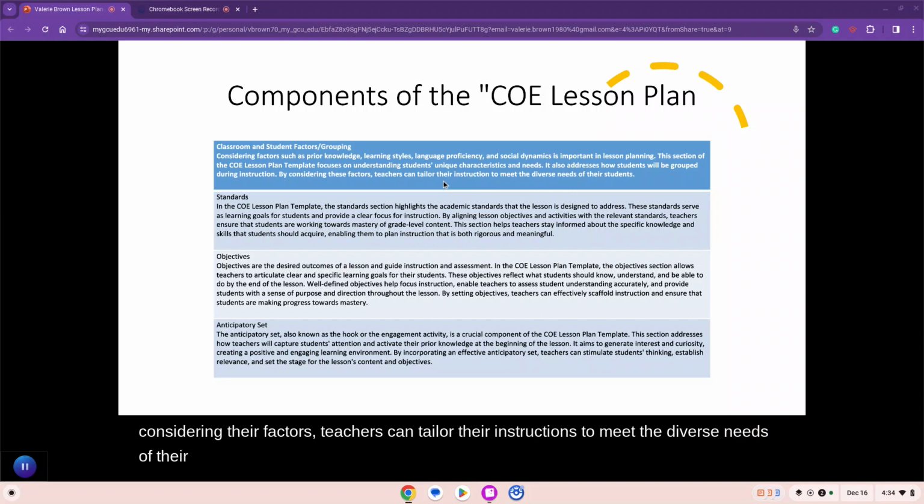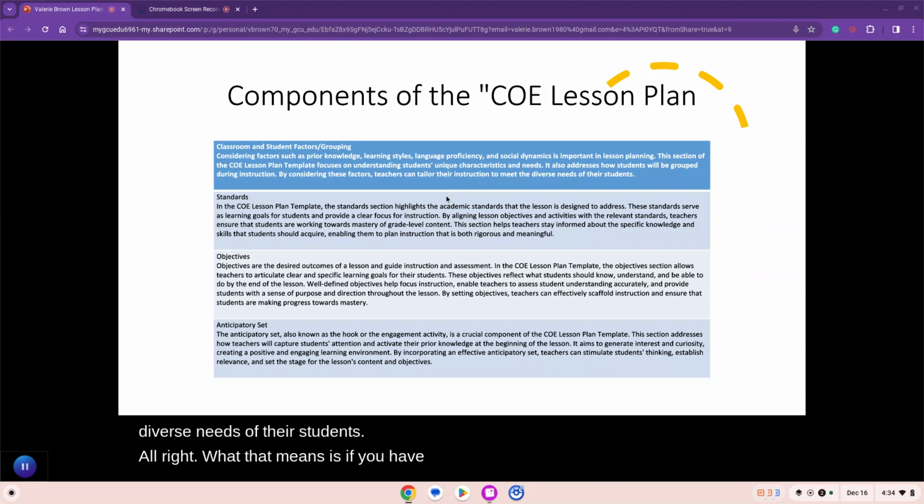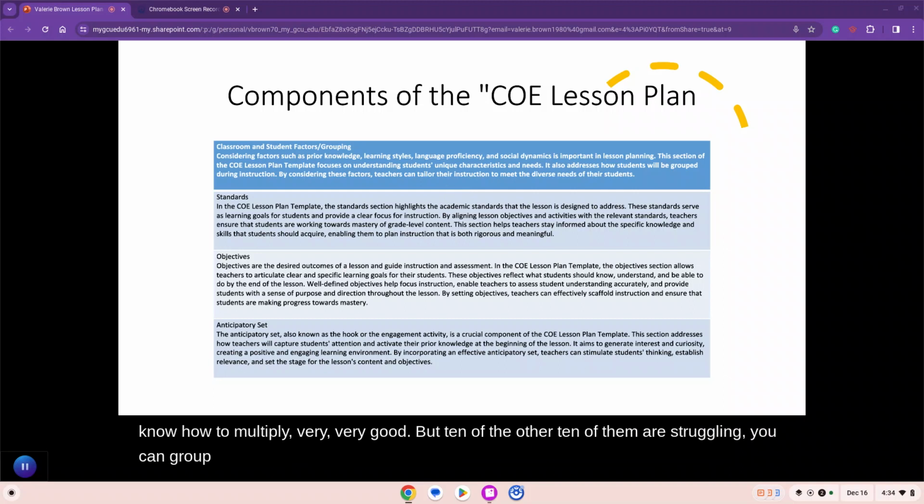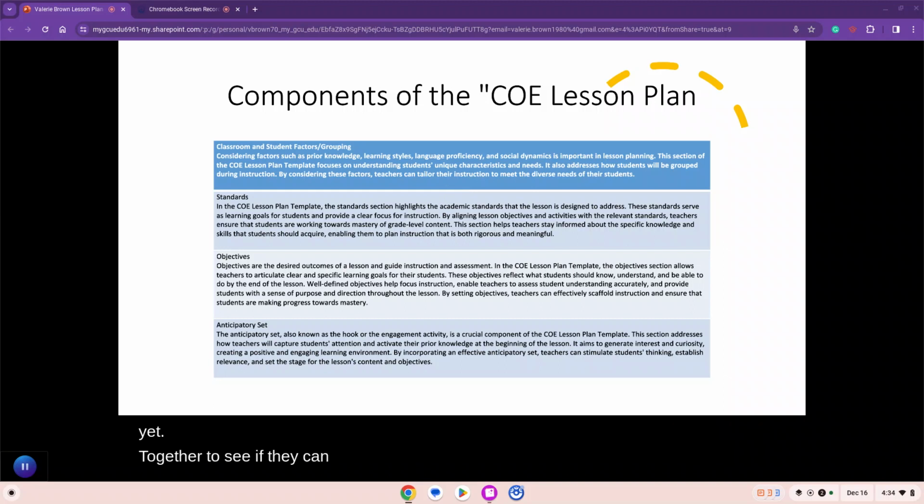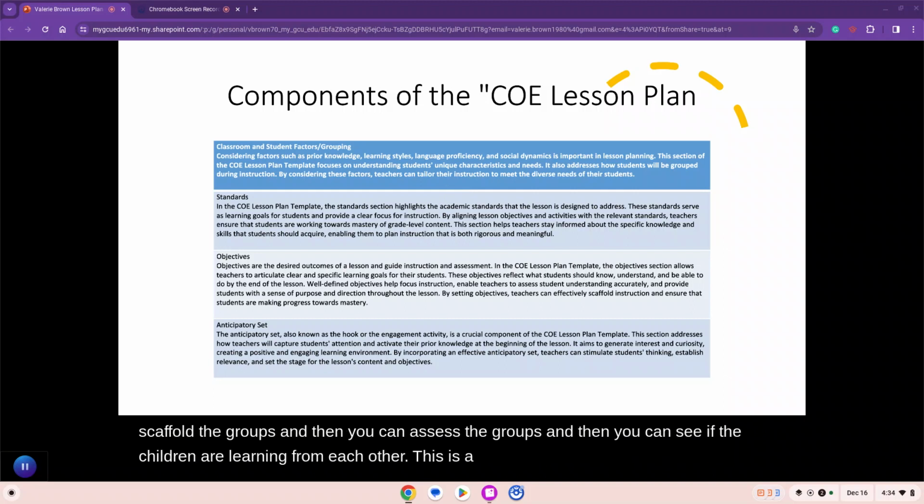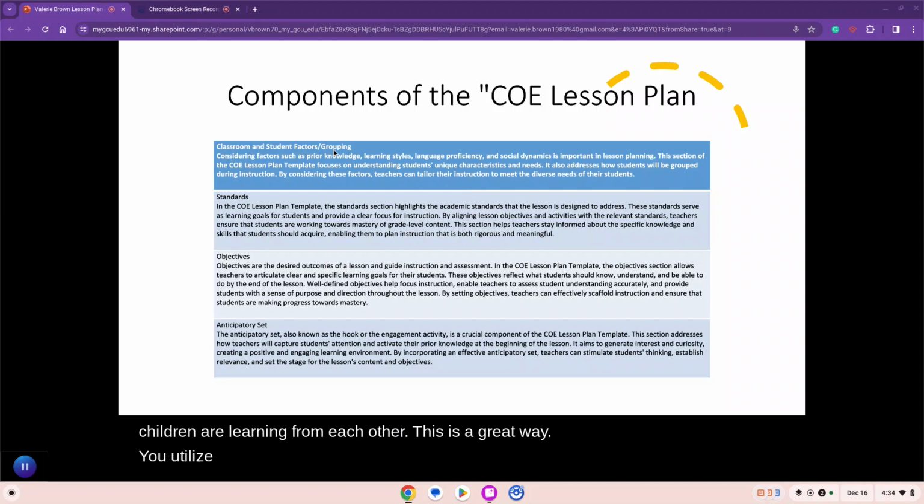All right, what that means is if you have 20 students in a classroom and 10 of them know how to multiply very, very good, but the other 10 of them are struggling, you can group those students together, the ones that have it and the ones that don't have it quite yet, to see if they can lean on each other for learning. And then you can scaffold the groups, and then you can assess the groups, and then you can see if the children are learning from each other. This is a great way to utilize classroom and student factor grouping.